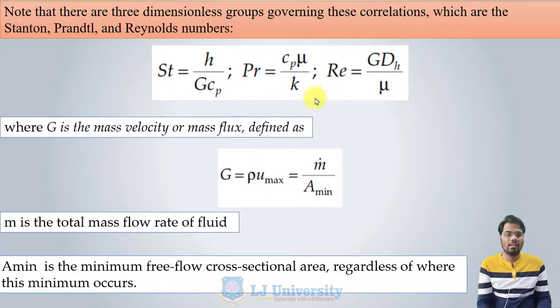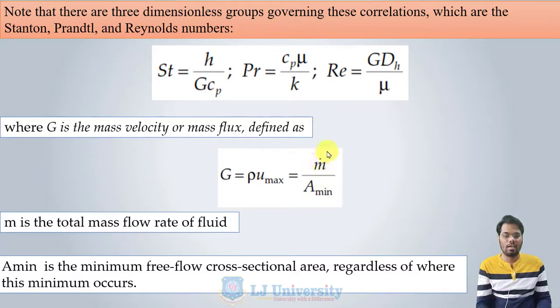So here you can see there are three dimensionless numbers used, which are Stanton, Prandtl and Reynolds number. Stanton number, which is h by G Cp, Prandtl, mu Cp by k, and Reynolds, which is G D by mu. The physical significance of these dimensionless numbers we have already discussed in our previous semester in the heat transfer subject. Here G is the mass flux, or we can say the mass velocity, which is the ratio of mass flow rate to the minimum free flow cross sectional area.